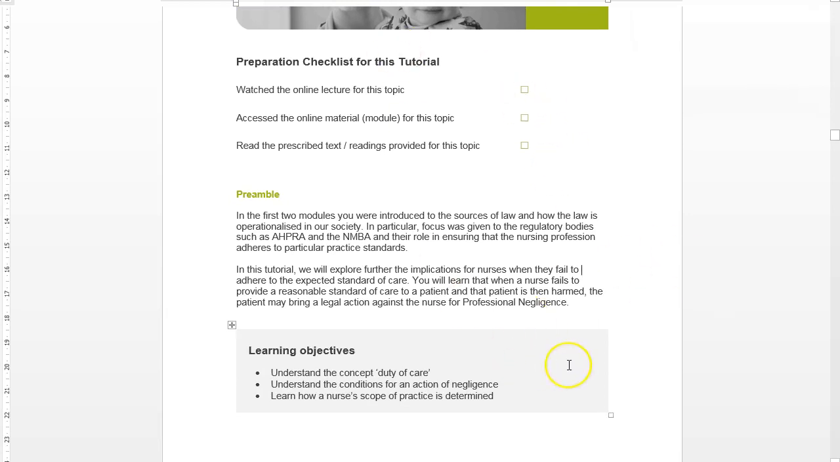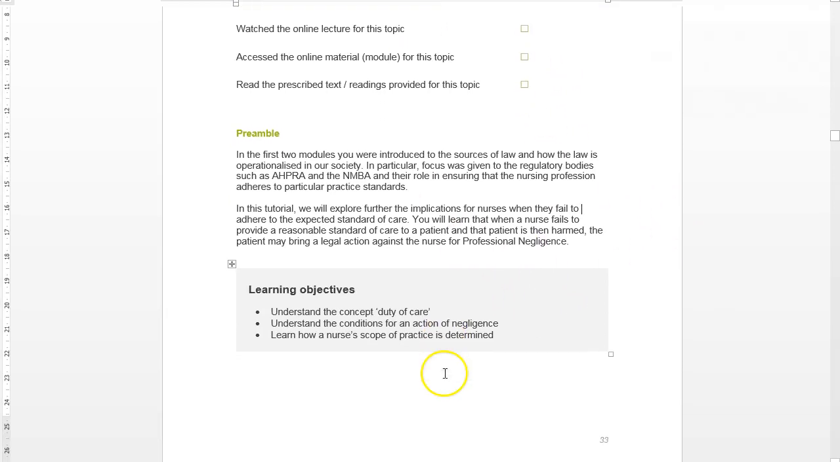There's the introduction stuff, regular things here. We're going to understand the concept of duty of care, and the conditions for action of negligence, and connecting the two concepts of duty of care and negligence together. And then we're going to look at the scope of practice.